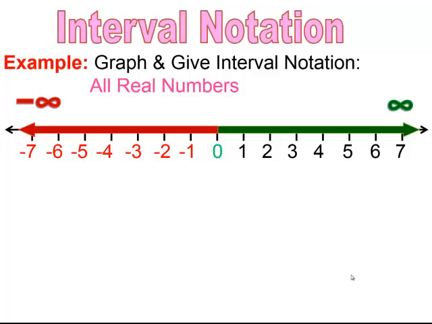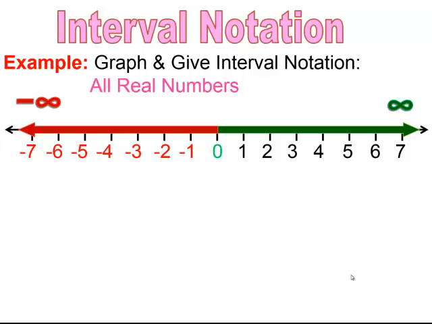So being able to identify this on the number line is important, because when you have the graph of an inequality, you'll write your interval notation by looking at the graph, knowing that when you go to the left indefinitely, it's going to be negative infinity, and going to the right indefinitely, it would be positive infinity.